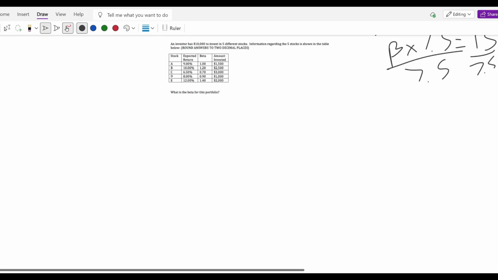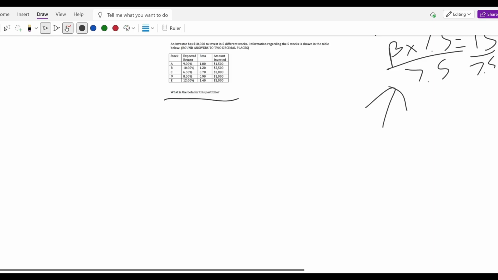So an investor has $10,000 to invest in 5 different stocks. Information regarding the 5 stocks is shown in the table below. So what is the beta for this portfolio? So looking for the beta, which is similar to what we just did in the question up here. And so the solution: the beta of the portfolio is the weighted average of each beta in the portfolio.